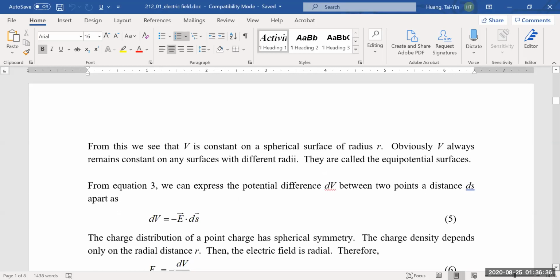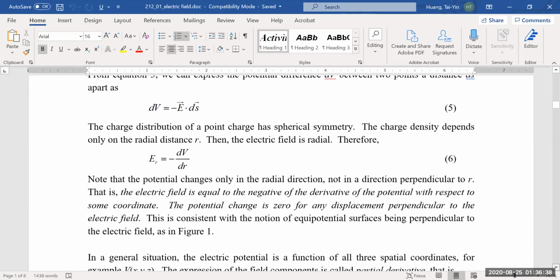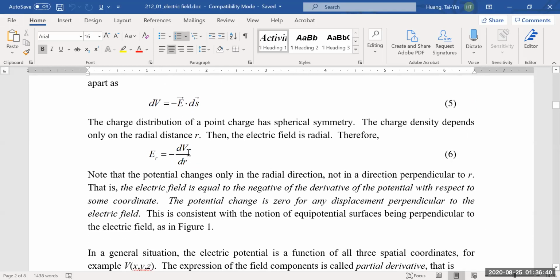And then when you read through this, you'll find that electric field and potential are related to each other. How are they related to each other? Basically, electric field is the negative dV/dr.